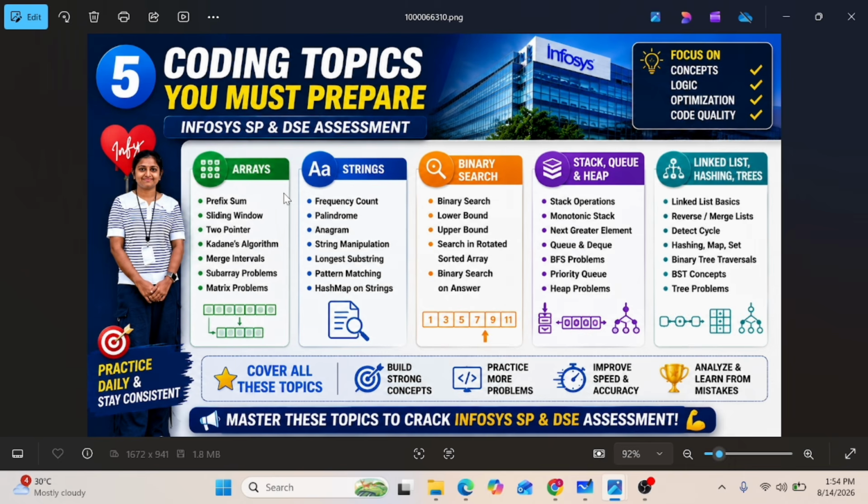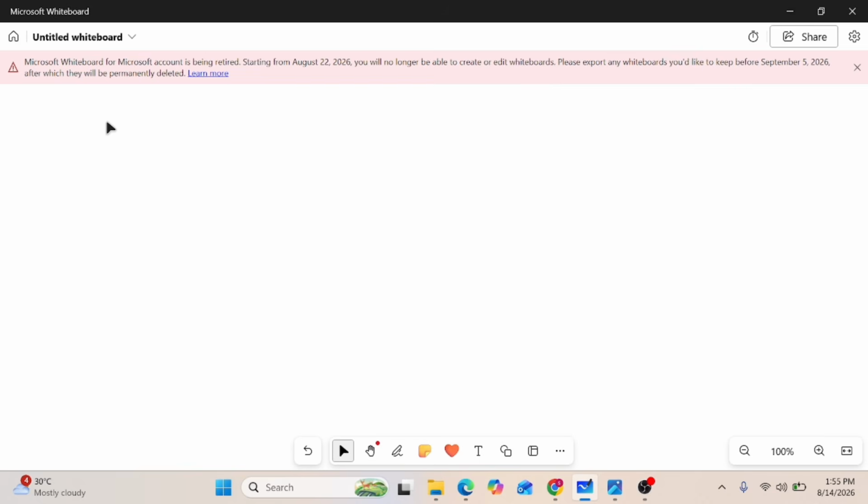Just at minimum practice, you have to prepare: reverse a linked list, find the middle node, detect a cycle, find the starting point of a cycle, merge two sorted linked lists, remove duplicates, find the nth node from the end, reverse a linked list in groups, and detect a palindrome linked list.